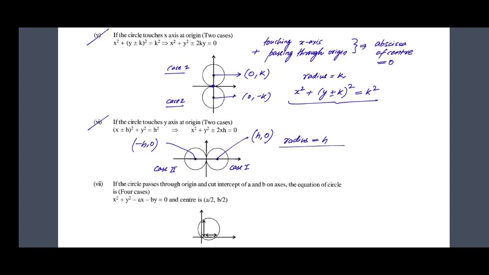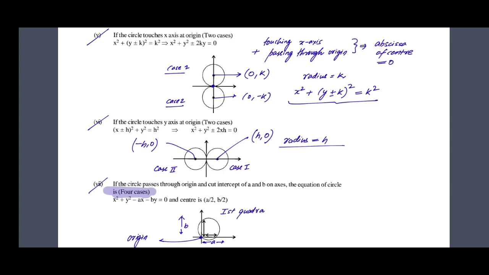Okay, chalo. The next important case we have to take is if the circle passes through origin and cuts intercepts of A and B. So for example, here the circle is passing through the origin. The circle passes through origin, it cuts an intercept of A units and B units on the axes, and then we need the equation of the circle. Notice again, these could be 4 cases. We have just drawn this in the first quadrant.